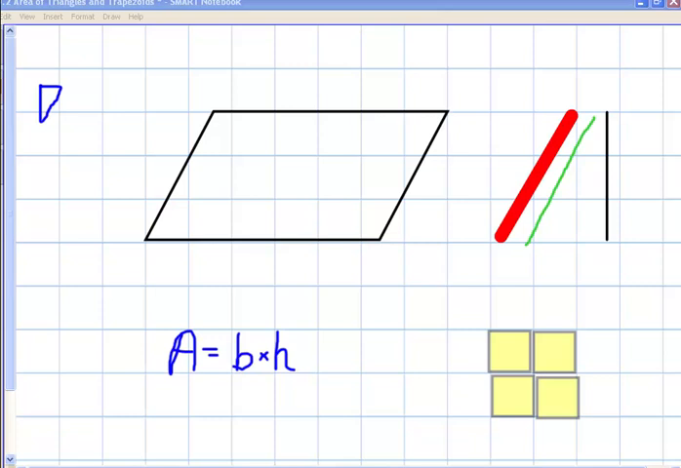Parallelogram. Now the first thing that's important is when you're looking at a shape, do you recognize it as a parallelogram? Now let's talk about why this qualifies as being a parallelogram and not, say, a trapezoid.